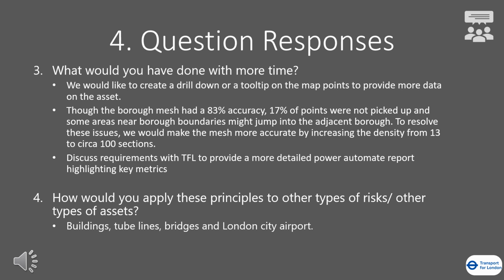Question 4. How would you apply these principles to other types of risks and other types of assets? So essentially the tool, once it's set up, all you have to do is change the asset type. So we could have buildings, tube lines, bridges, and London City Airport information.